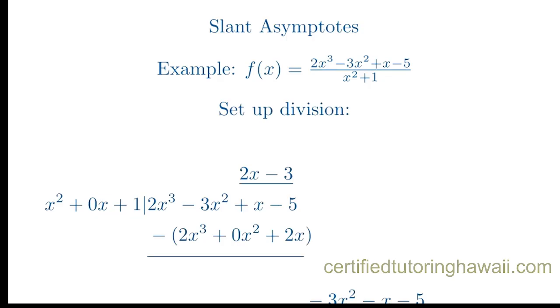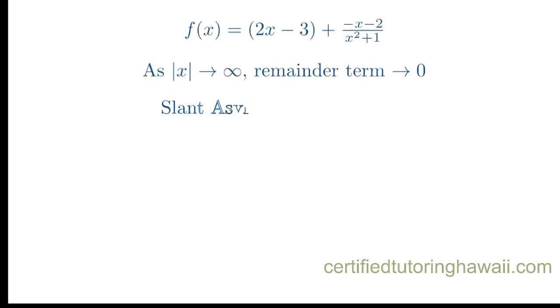The key idea here is that for large absolute values of x, the fraction remainder over divisor becomes very small, or approaches 0. Therefore, the graph of our function approaches the line y equals the quotient, y equals 2x minus 3. This line is the slant asymptote. So when the remainder is not 0, long division helps us understand the function's behavior for very large inputs.